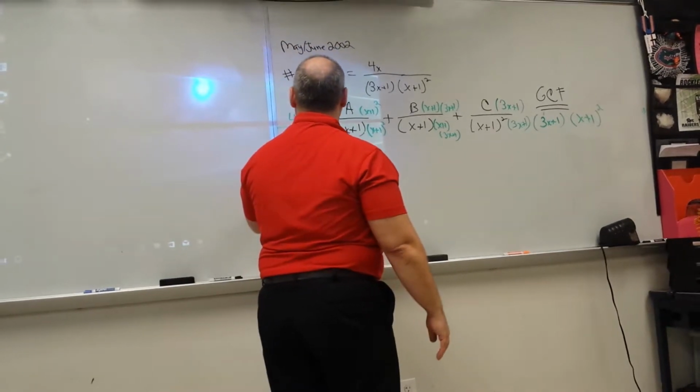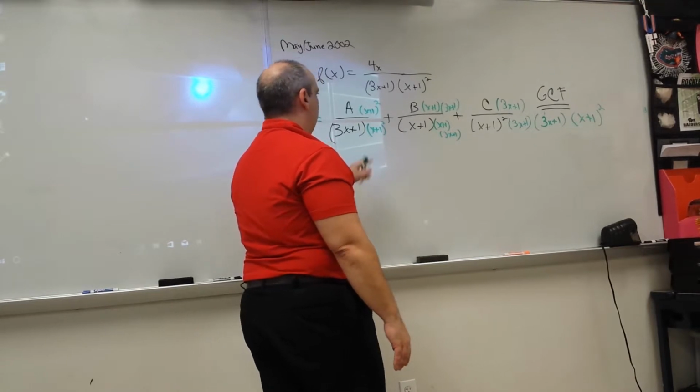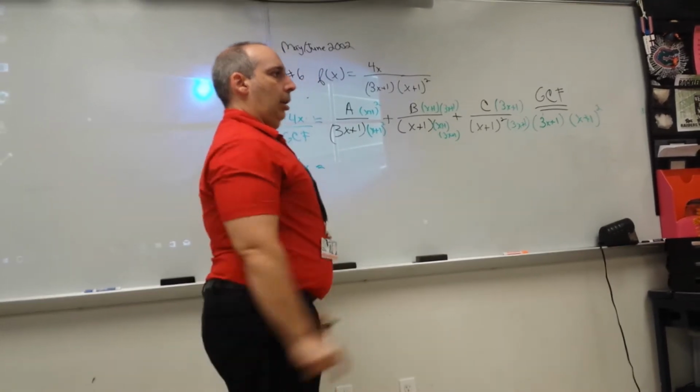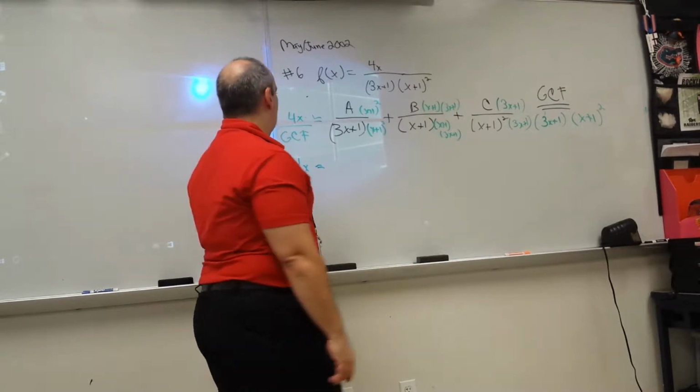So I can just put a 4x there, is that right? Now, we want to do what now? What values of x equal -1?